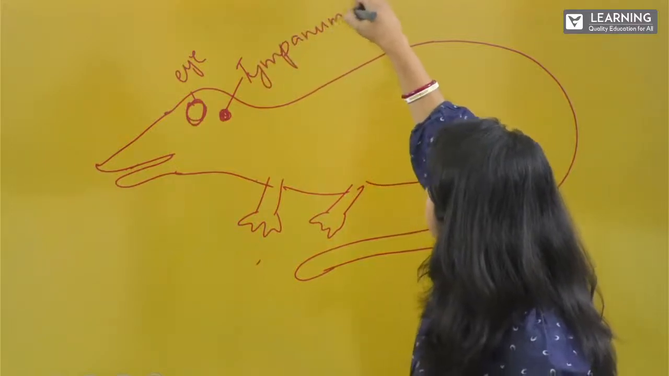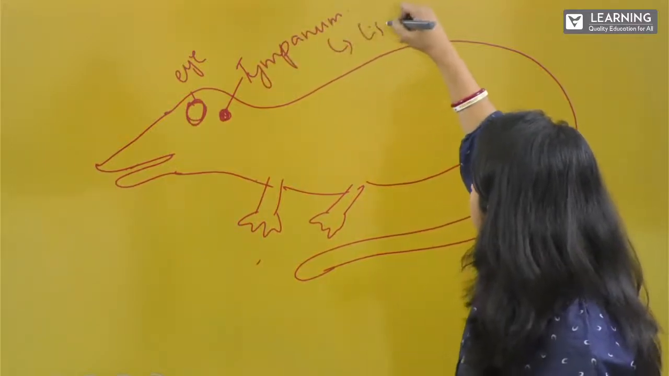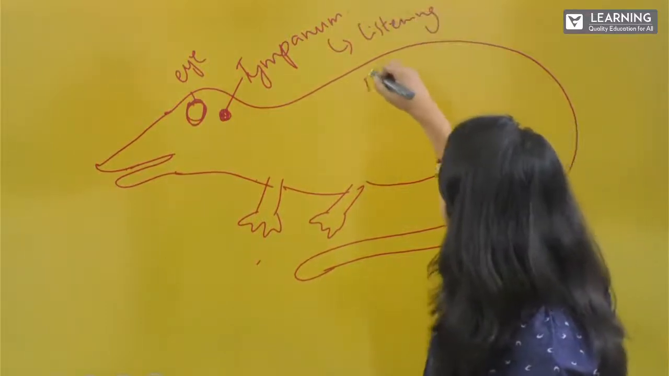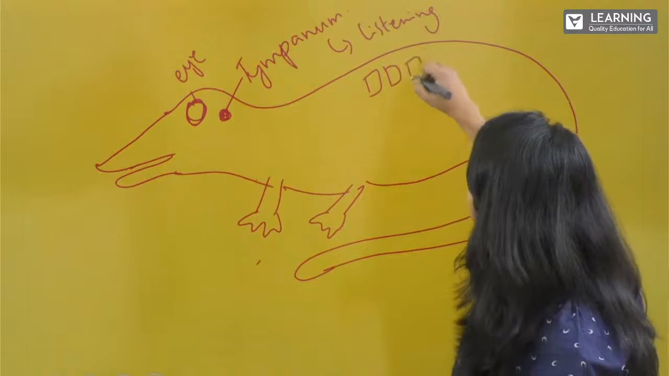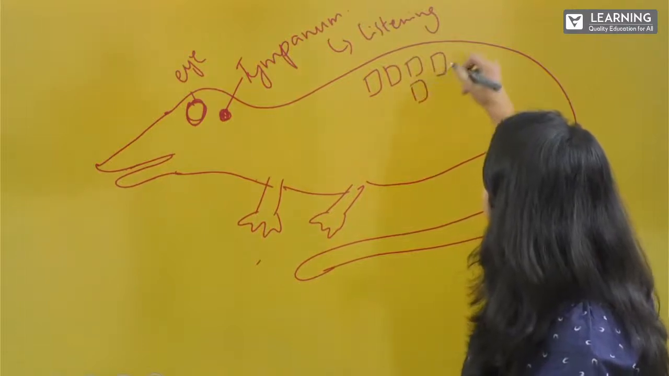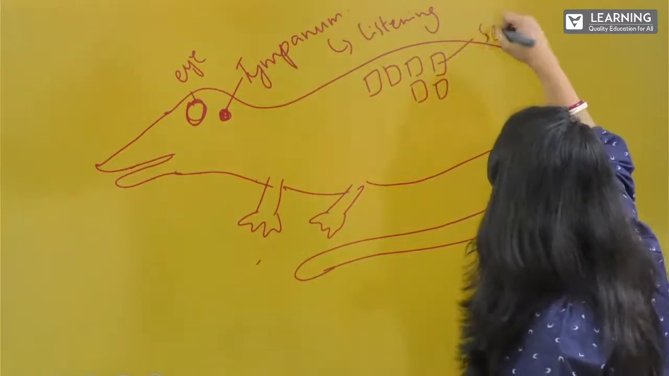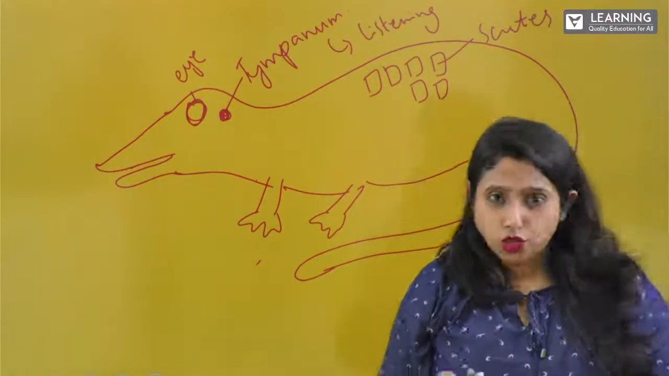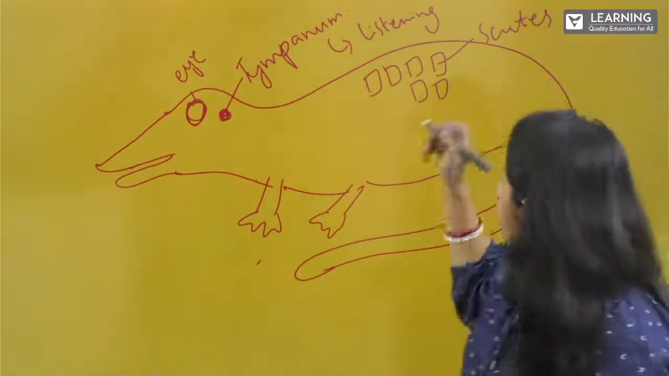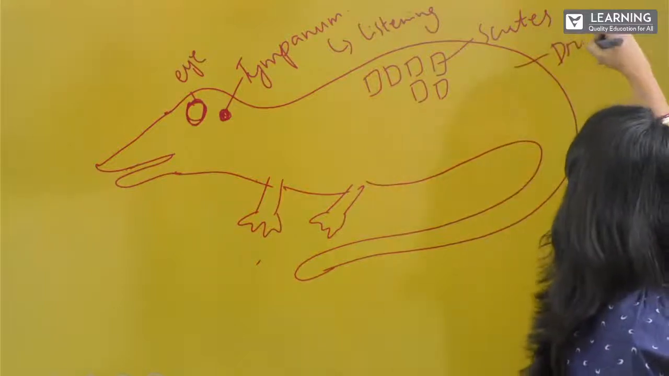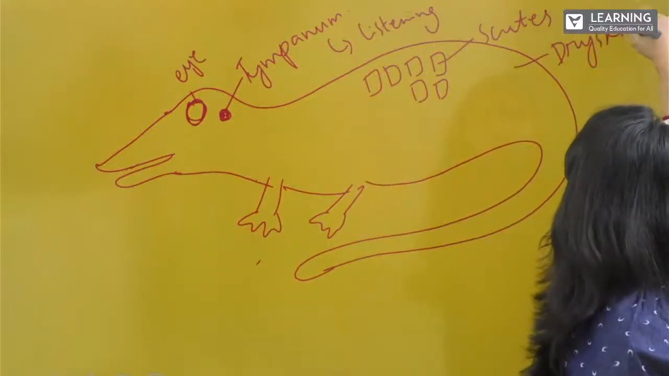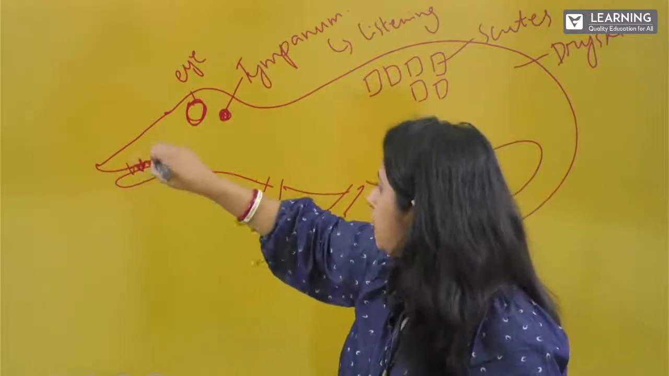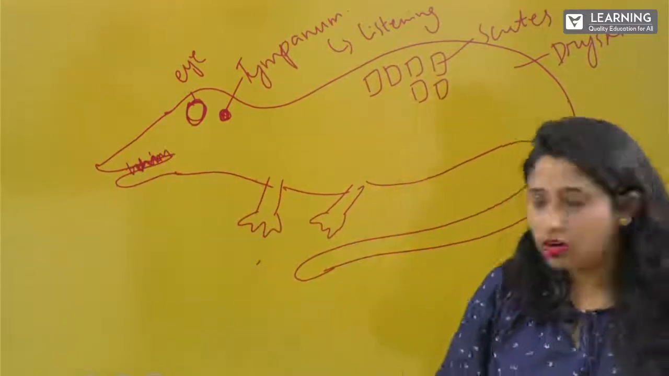So this is for listening, okay? Their body is made up of scutes, right? S-C-U-T-E-S. So their skin is dry. They have got dry skin. So they have teeth here, right? Like this. All right?